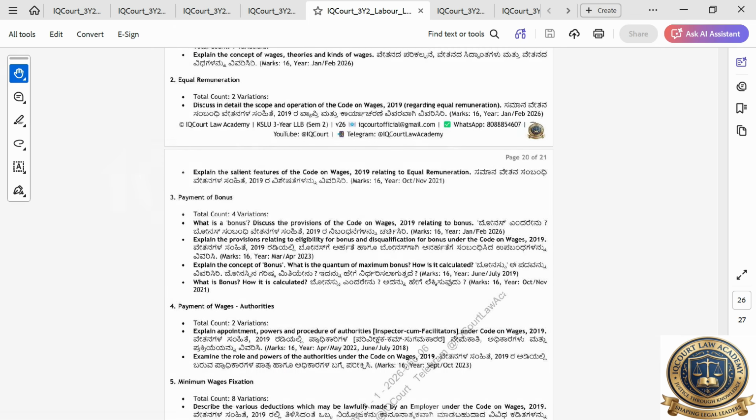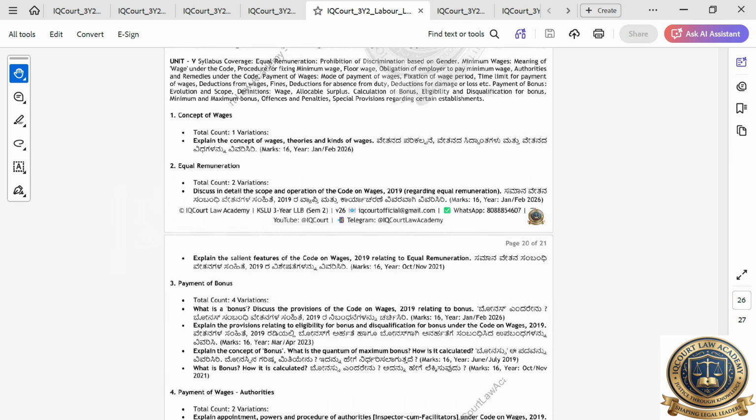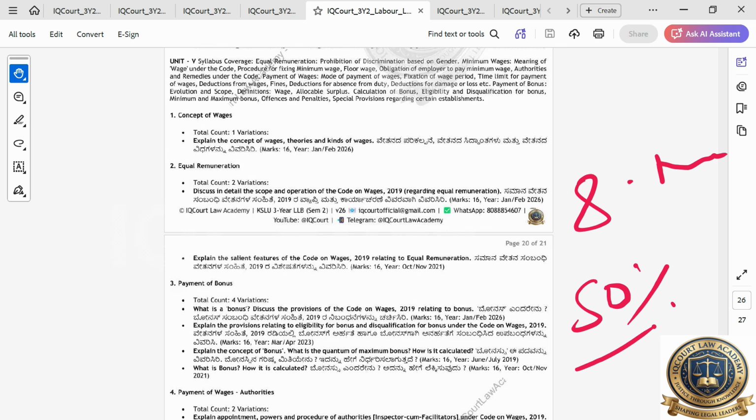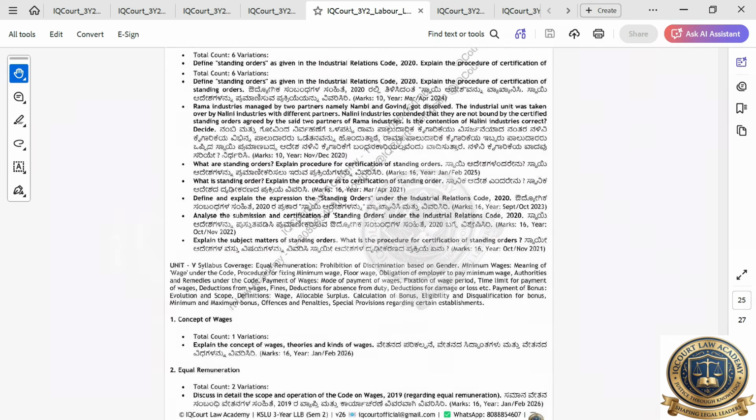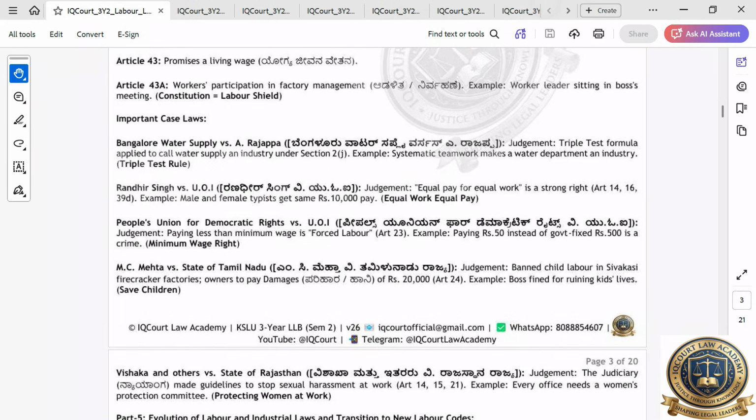Bonus and these things usually they will give for 8 marks. You can take it as a 50% probability. Equal remuneration, usually they will give for the problems. Let me get into the problems. Okay, let us go to the IQCourt study materials.